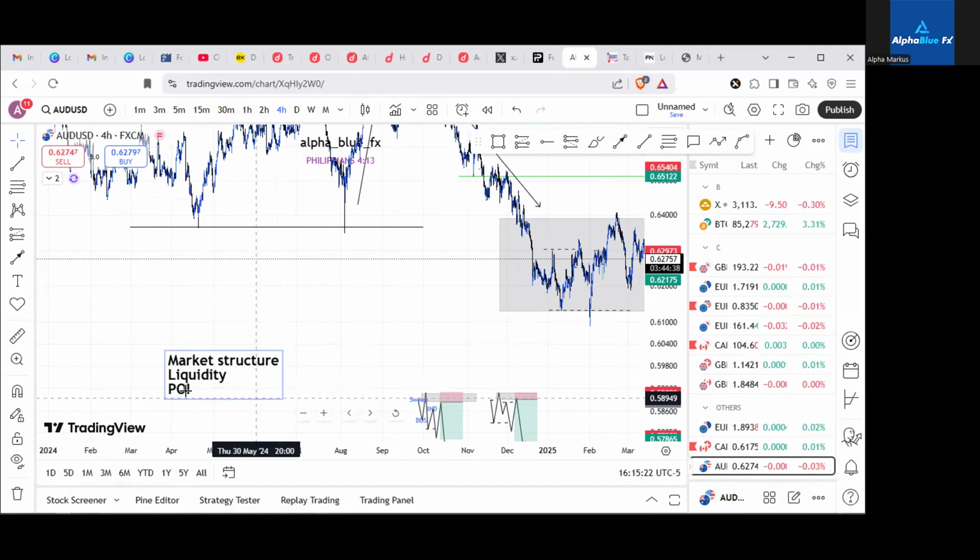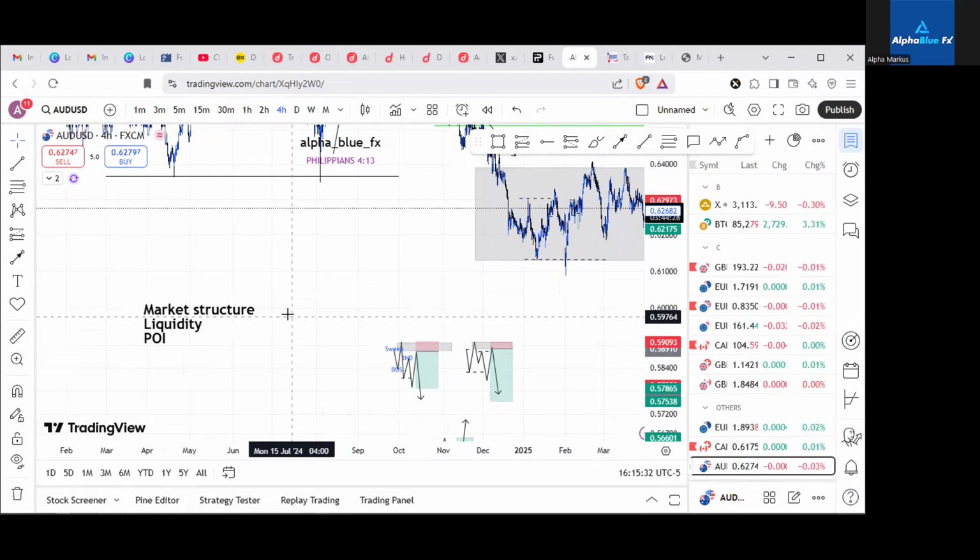Then the next thing is point of interest. Point of interest is quite easy, just for you to look for where you want to place an entry, for you to look for where you want to place your trade, right? That is point of interest.